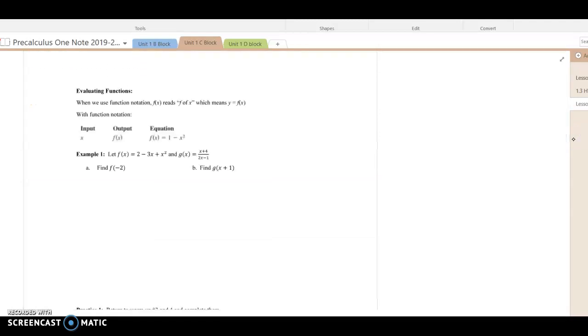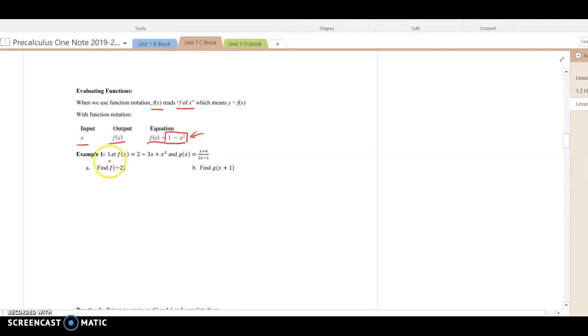So this lesson is on evaluating functions. We use function notation, f of x, to represent y. y and f of x are the same thing. There is always an input, which is x, an output, which is f of x, and a rule, and the rules all change. In this case, the rule for this function is f of x equals 1 minus x squared. The portion on this side is always the rule.